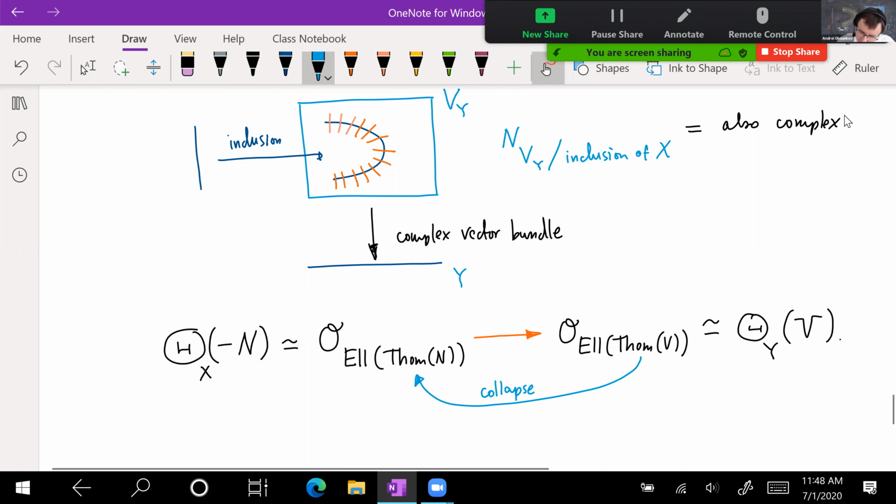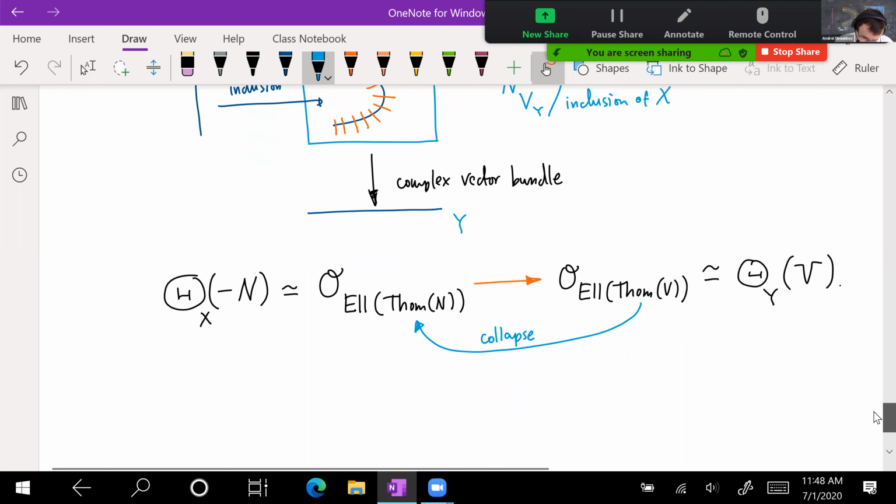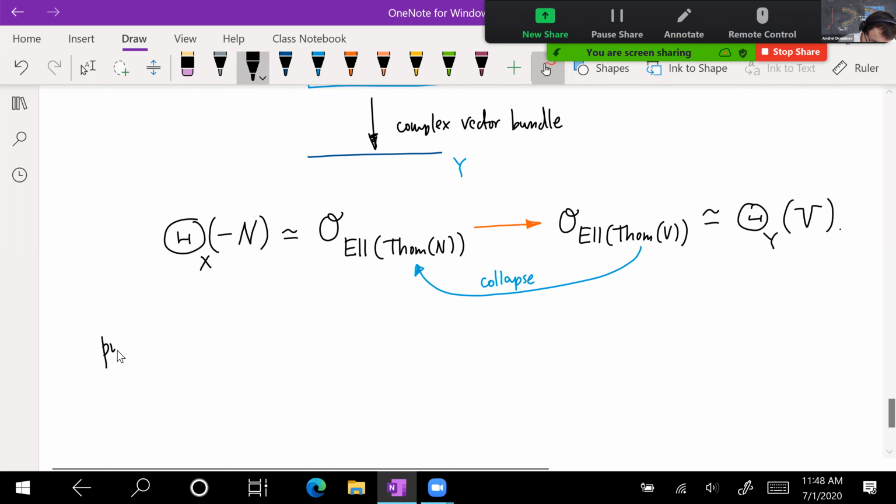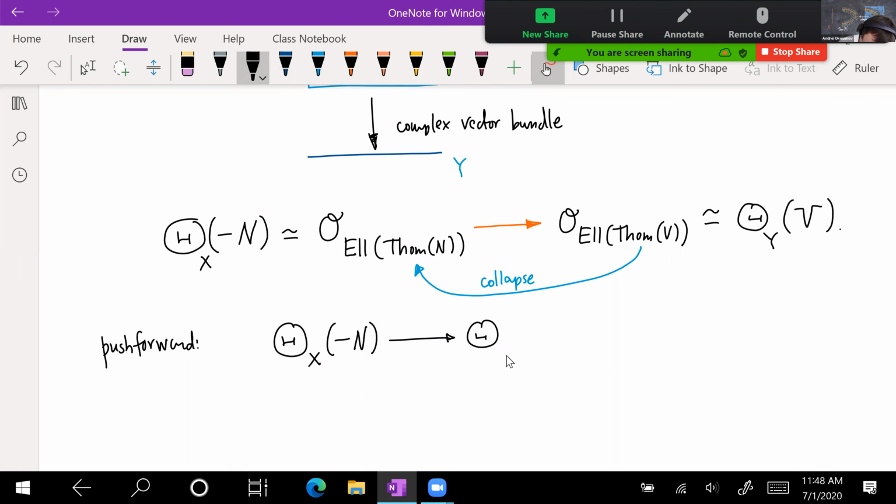And so that is to say that the push forward is really a map that goes from the Thom space of the normal bundle to X, going to the Thom space of this bundle V. Okay. So maybe I'll denote it with some kind of star.